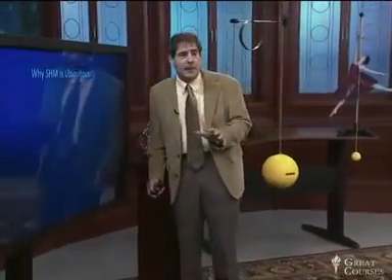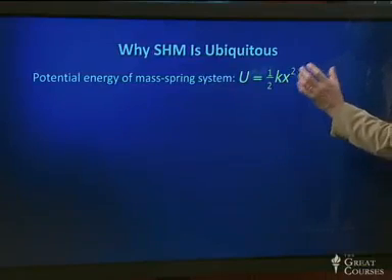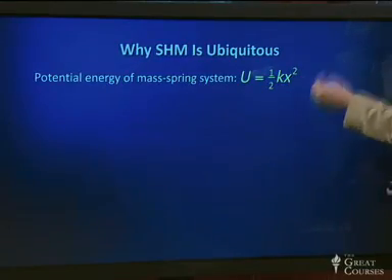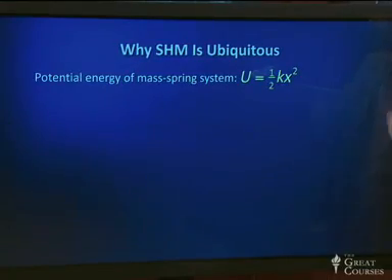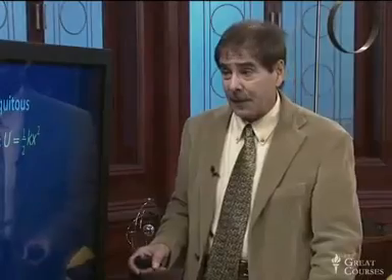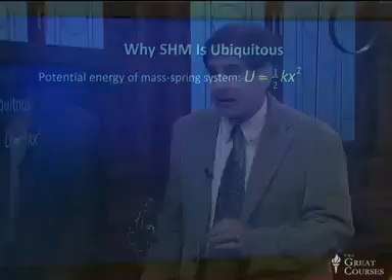So why is simple harmonic motion ubiquitous? We can understand that by thinking about the energy in simple harmonic motion. The potential energy of a mass spring system is the potential energy stored in the spring when it's stretched or compressed a distance x from its equilibrium. U is a half kx squared. We've seen that before. We worked that out by looking at the area under the diagonal force distance curve for a spring system. I'm claiming that this is universal in the following sense.